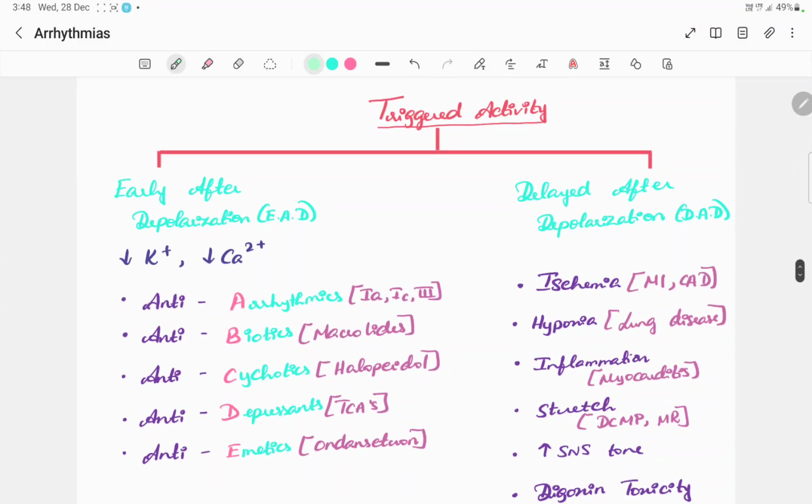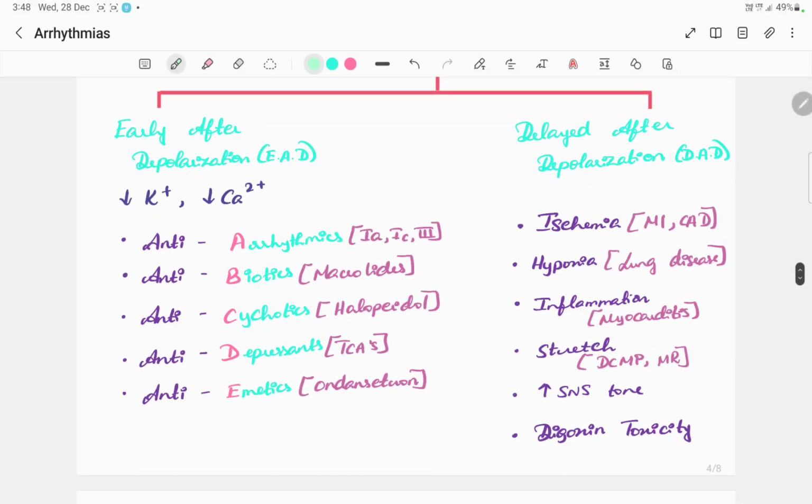The second reason for tachyarrhythmias was triggered activity. So we divide triggered activity into two types: early after depolarization and delayed after depolarization. For the early after depolarization, we'll see the causes: antiarrhythmic drugs, antibiotics, antipsychotics, antidepressants, and antiemetics. These are the main causes for early after depolarization, where there's a decrease in potassium and calcium.